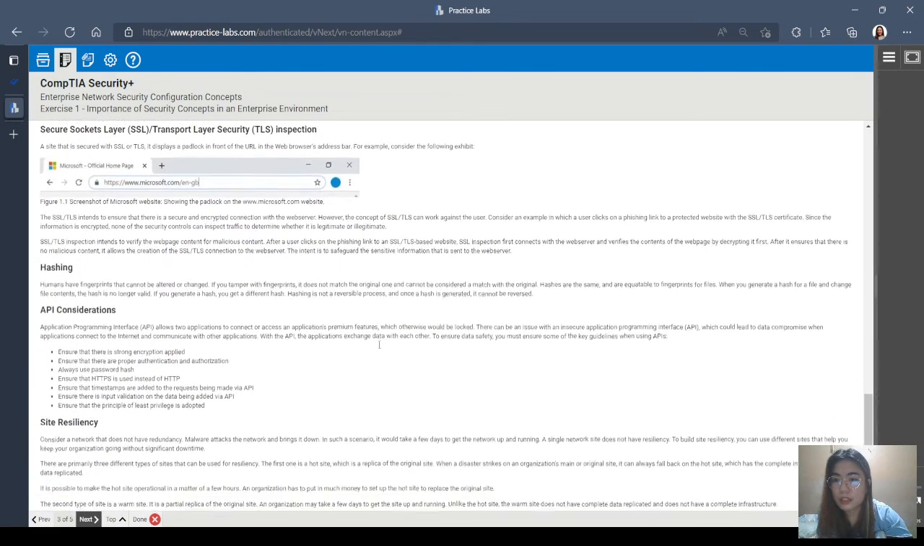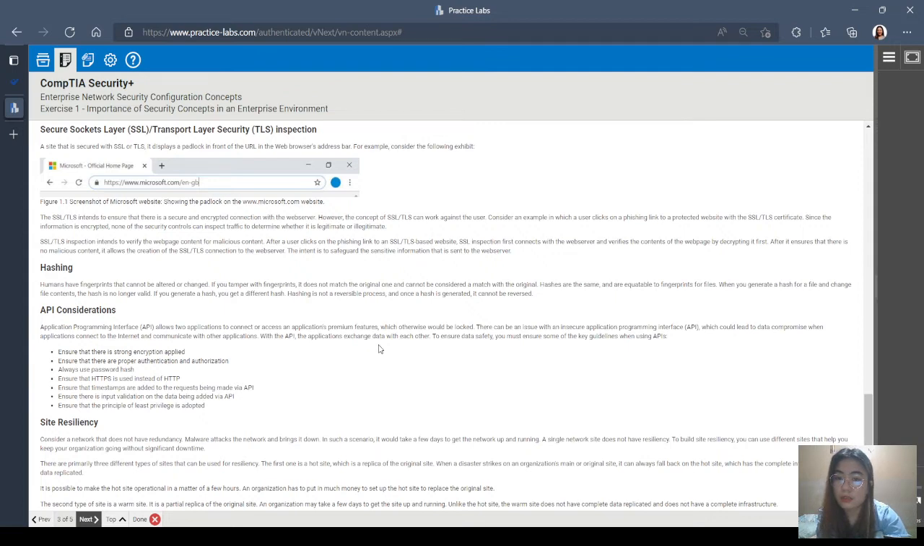Secure Sockets Layer, Transport Layer Security inspection. A site that is secured with SSL or TLS displays a padlock in front of the URL in the web browser's address bar. For example, consider the following exhibit. The SSL or TLS intends to ensure that there is a secure and encrypted connection with this web server.